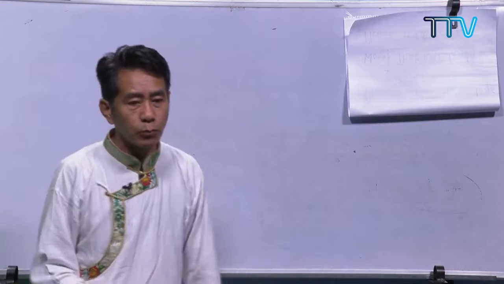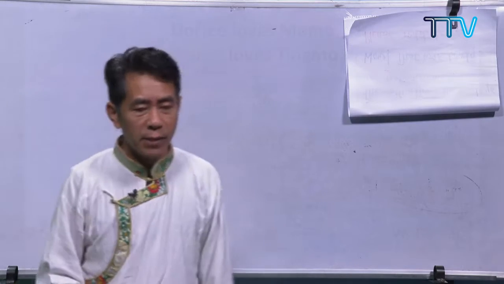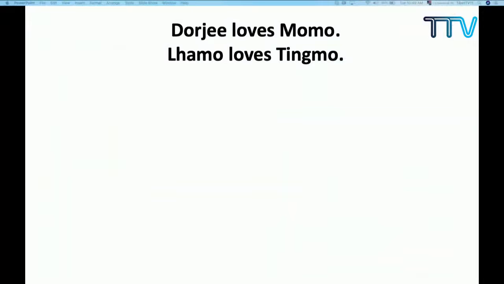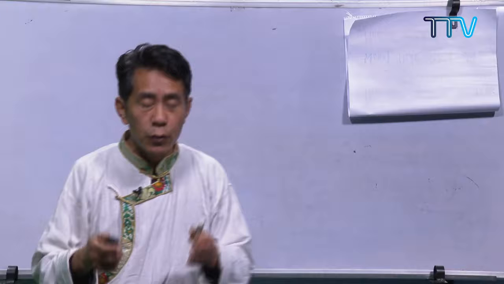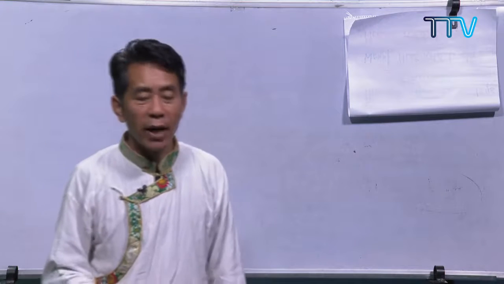Okay, yes. Now, Doji loves Momo. Do you see this? Is this an independent clause? You just check it yourself. Does it make complete sense? Or does this sentence have to depend on another to be complete? No, this is complete. Hamo loves Tingmo. Is this a complete independent clause? Yes. Now we have to combine these two independent clauses.